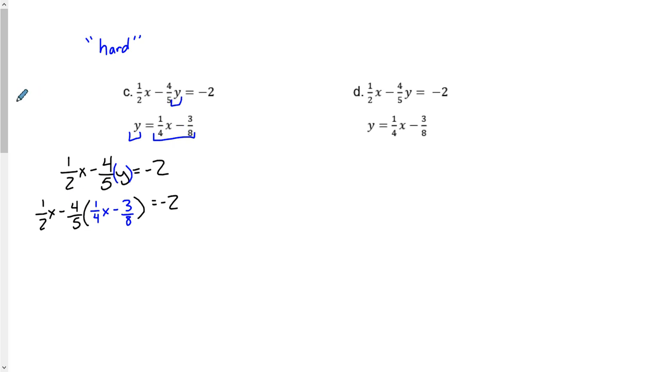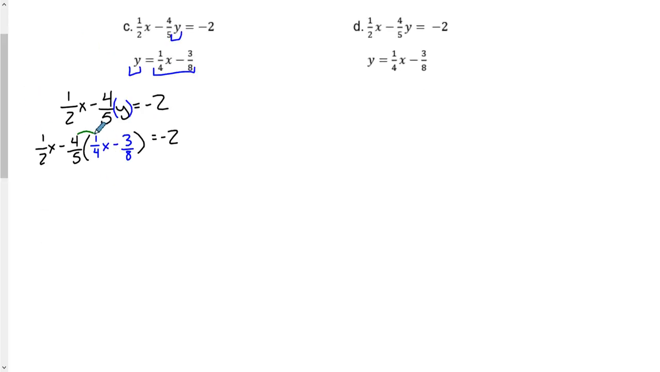Same skills, we're just working with fractions. We do have to do a distribution. So our 1/2 x. Now I know that I can take my 4/5 x and multiply it by 1/4 x and get to negative 1/5 x. Just so you can see those skills, 4/5 multiplied by 1/4. 4's cancel off. I'm dealing with 1 and 1. 1 times 1 is 1. 5 times 1 is 5. But it's negative, so that's why I'm writing my negative 1/5.